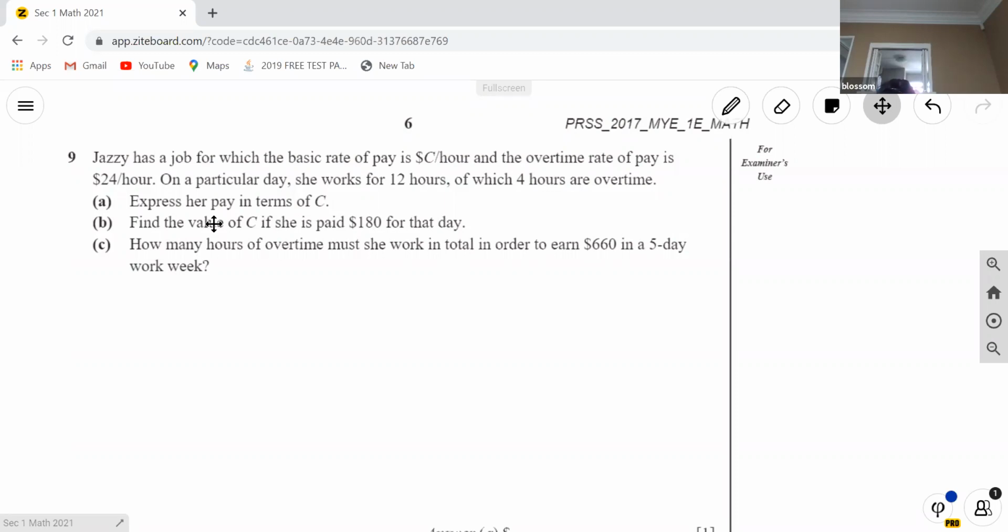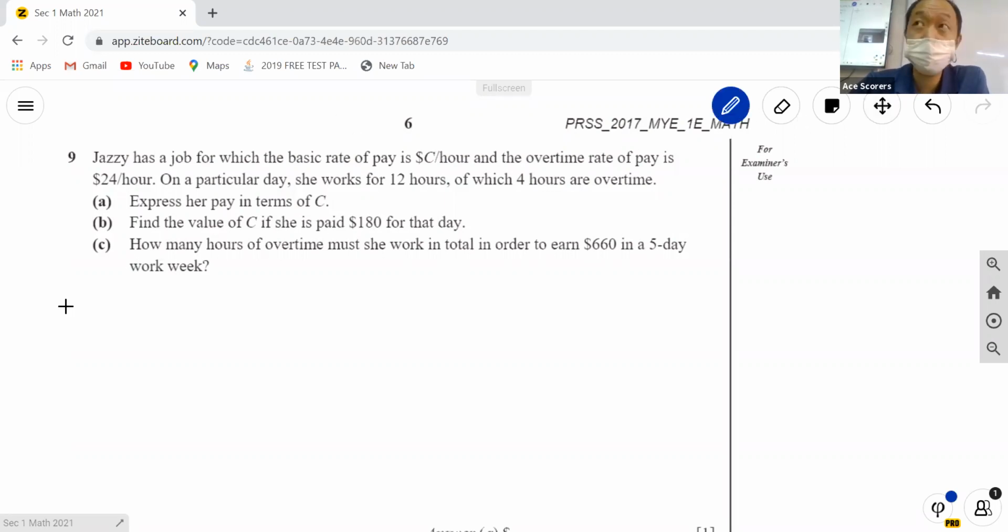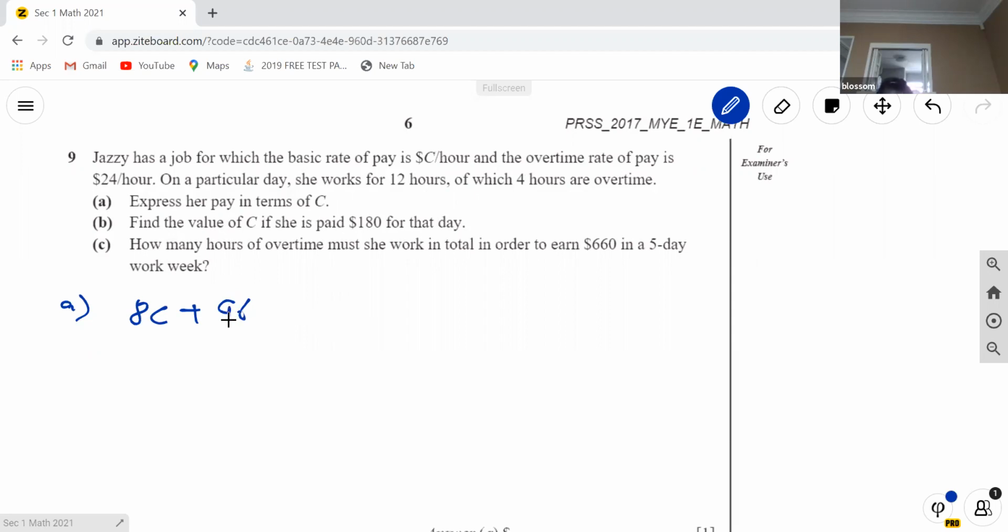No. Out of the 12 hours, 4 are overtime. So the normal rate is for 8 hours, right? So the correct answer should be 8C plus 4 times 24. Okay, what's 4 times 24? 96. Right, and the whole thing with a dollar sign.